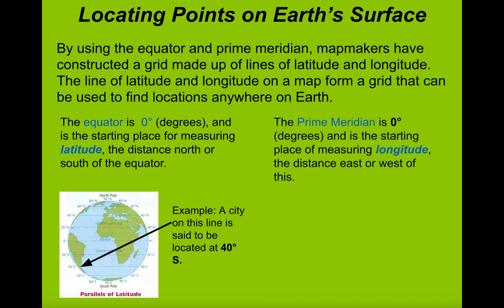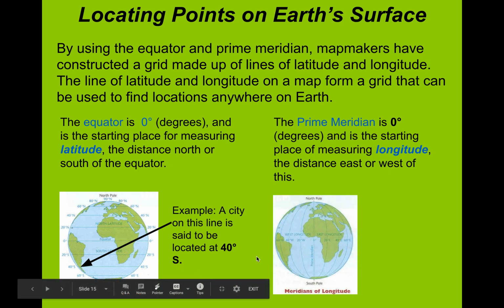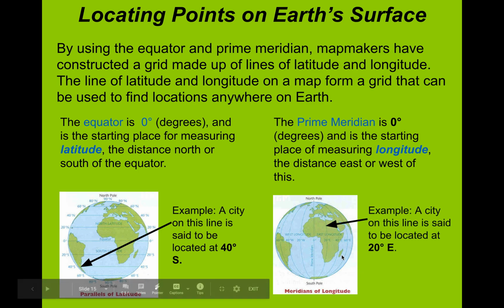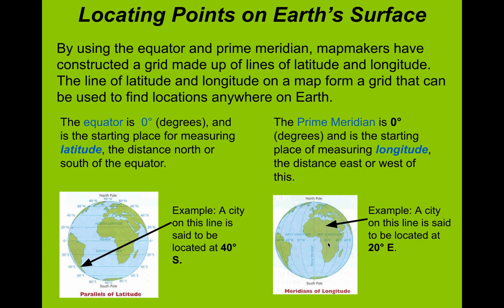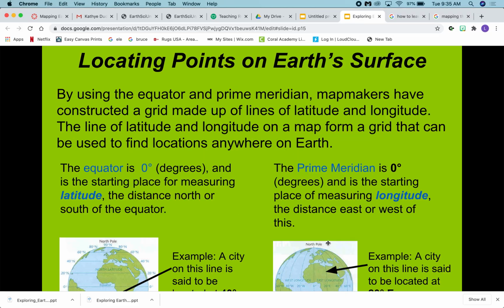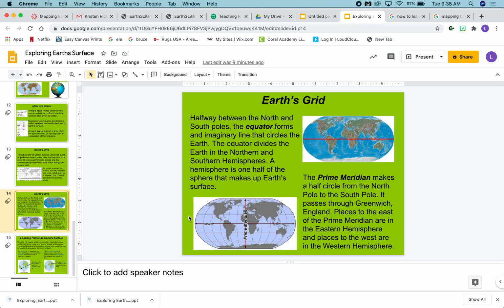The prime meridian is also 0 degrees, and it's the starting place for measuring longitude, which is the distance east or west of it. Okay? So longitude, think long. Longitude goes up and down, okay? So we have east longitude and west longitude. So this city here is located at 20 degrees east. Okay, so this is how we are going to map the Earth's surface.